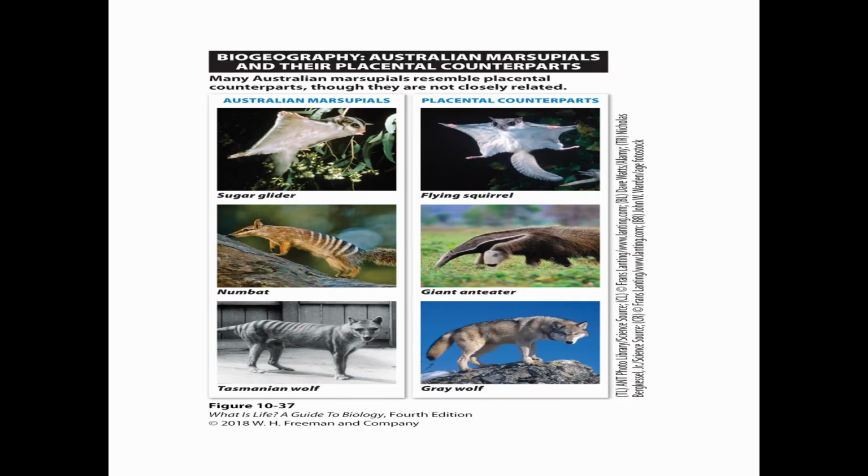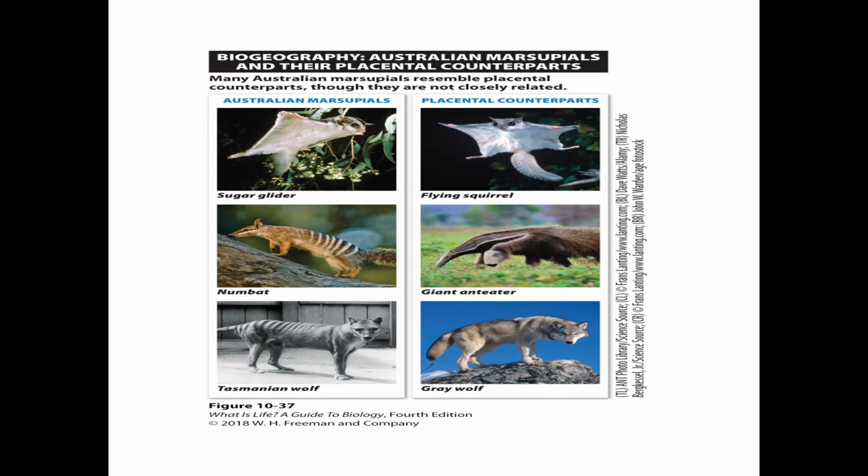So let's go ahead and look at a good example of what we would call convergent evolution, where we look at the Australian marsupials and their placental counterparts. Marsupials are pretty much found on Australia exclusively, and placental mammals would be pretty much all other mammals. And what we see is that there are similar solutions, but not necessarily the same.